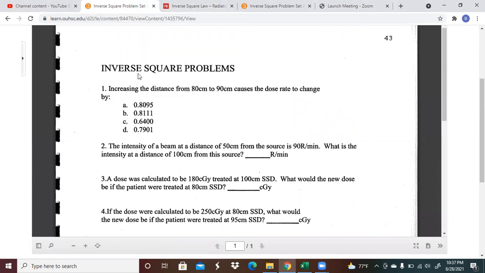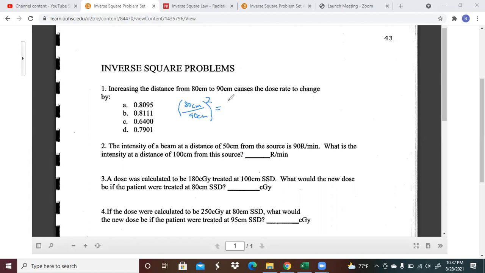So let's take a look here at number 1. Increasing the distance from 80 cm to 90 cm causes the dose rate to change by what? How do we solve this particular problem? Well, here's what we're going to do. We have our dose rate going from 80 cm to 90 cm. This is going to be how the dose rate changes.